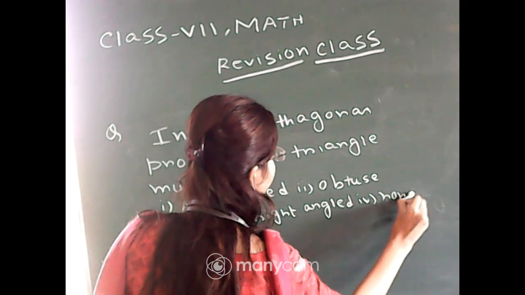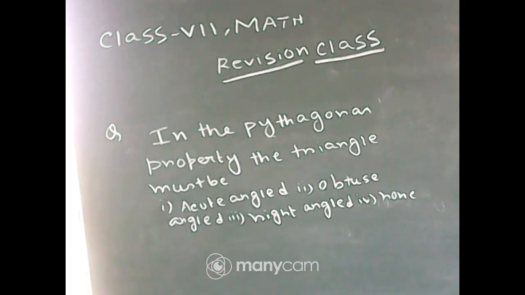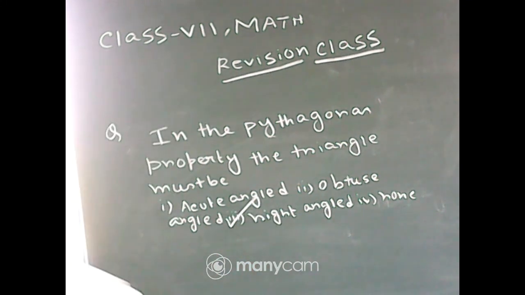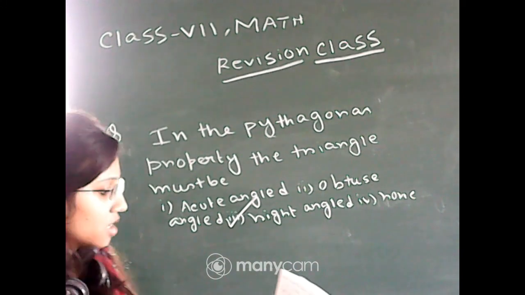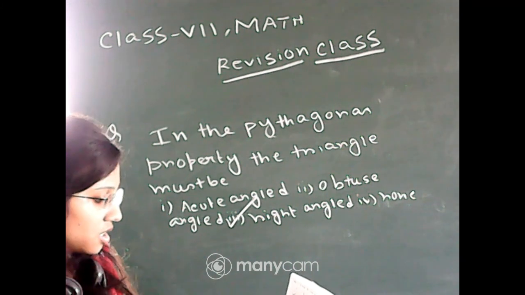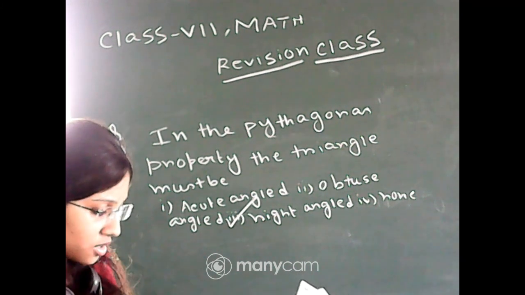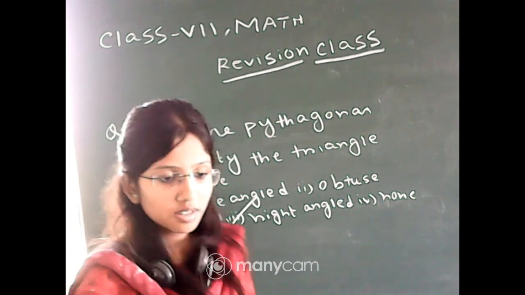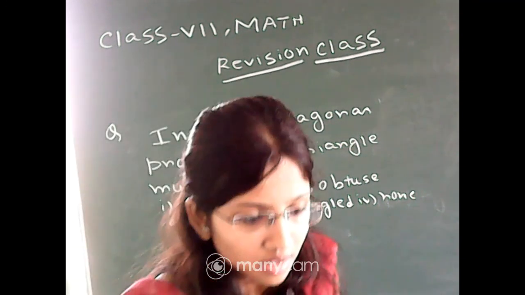We can use Pythagoras property in the right angle triangle. So option 3 is the correct answer. Very good. We can use Pythagoras property in the right angle triangle. Okay. So option 3 is the correct answer.